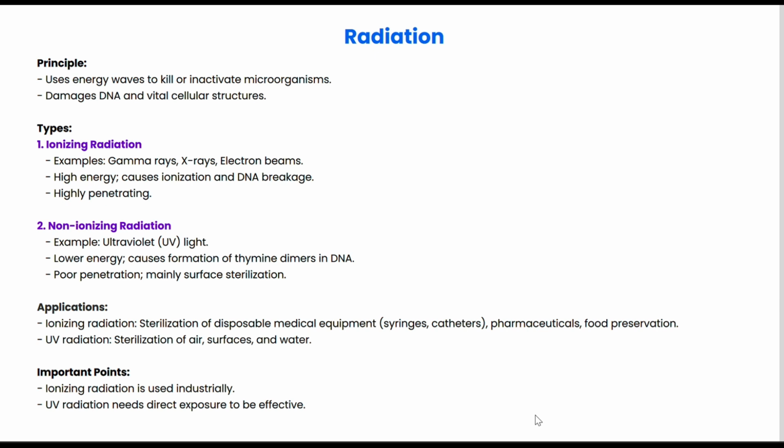Non-ionizing radiation mainly refers to ultraviolet light. UV light is lower energy and works by creating thymine dimers in microbial DNA, preventing replication. However, UV has poor penetration. It can only sterilize surfaces, air, and water, wherever direct light exposure is possible. So, some important points to remember: ionizing radiation is widely used industrially. UV radiation needs direct line of sight to be effective. Any shadowed area may remain unsterilized.